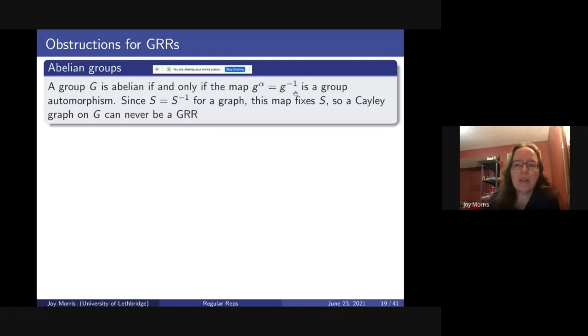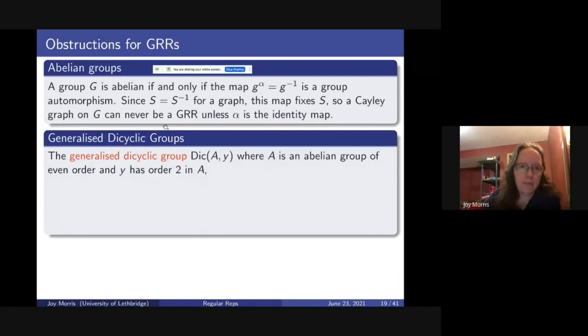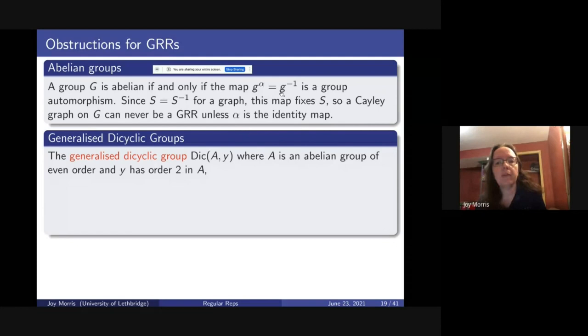extra automorphism. Except if this map that inverts every element happens to be the identity map, then that isn't an extra automorphism, that's just the identity automorphism. And that will, of course, be true if and only if every element of the group is its own inverse, in other words, has order 2. So that's a case, abelian groups, except if alpha, the map that inverts every element, is the identity map, those cannot have GRRs.